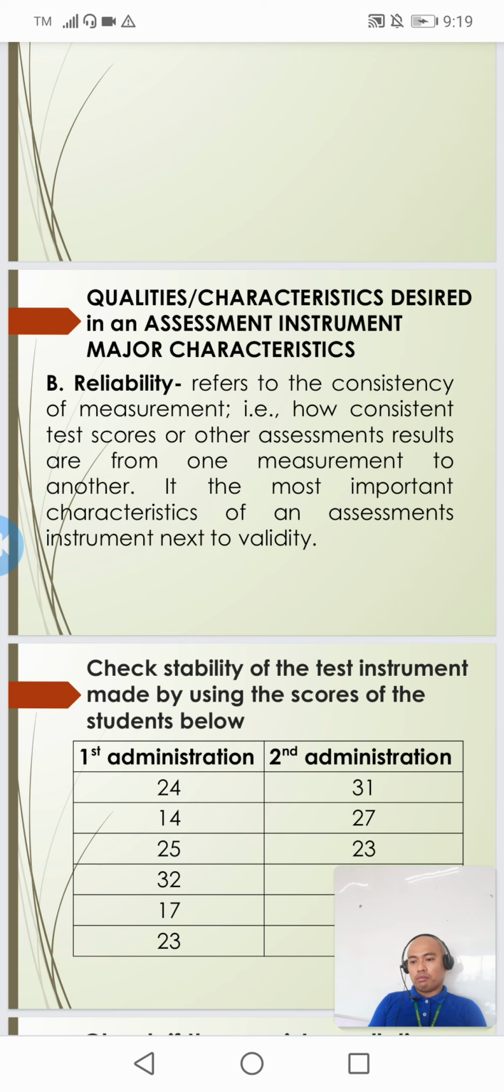inter-rater reliability. Okay? Note that inter-rater reliability coefficients are typically lower than other types of reliability estimates. If you are comparing, for example, another reliability estimate to this inter-rater reliability, expected na mas mababa lagi yung kanyang index.